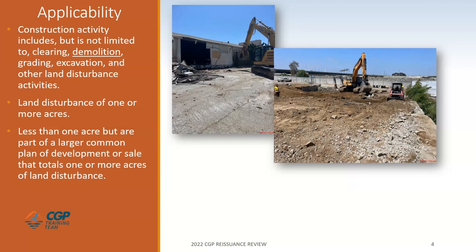So how is this all applicable to the 2022 Construction General Permit? Construction projects that disturb more than 1 acre of land are required to apply for a Construction General Permit. Projects that require the demolition of buildings, parking lots, and other structures in association with land disturbance are required to seek coverage under the Construction General Permit.